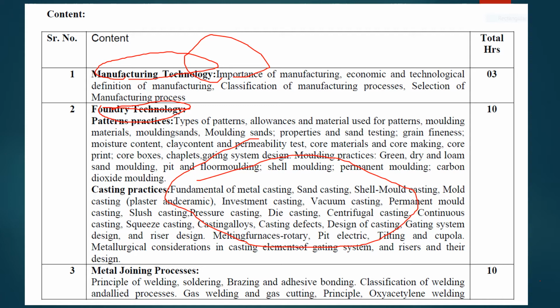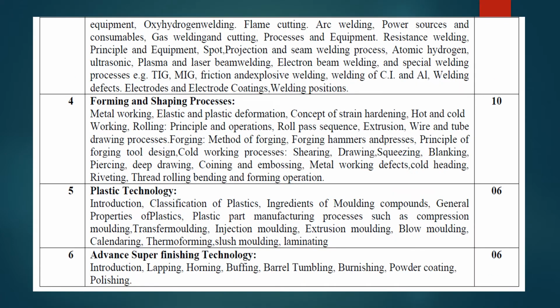The third chapter of this syllabus is about metal joining processes, in which we are going to study about different welding technology, soldering, brazing, and adhesive bonding. The fourth unit is about forming and shaping processes. In this type of process, material is not removed from the raw material during manufacturing, only its shape gets changed. In the fifth chapter, we are going to study about plastic technology.